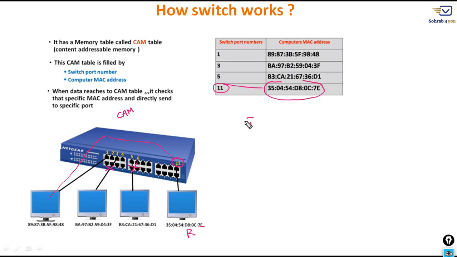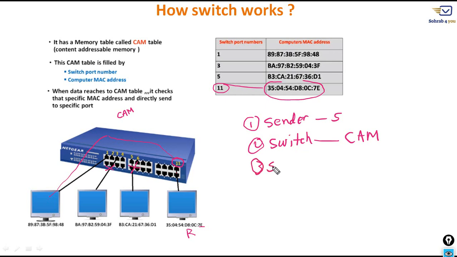So simple, guys. First, data is coming from the sender to the switch. Then from the switch, what happened? It's going to check the CAM table. The CAM table checks which port that MAC address connects to. Then after that, it sends the data to the specific computer. This is how it works.